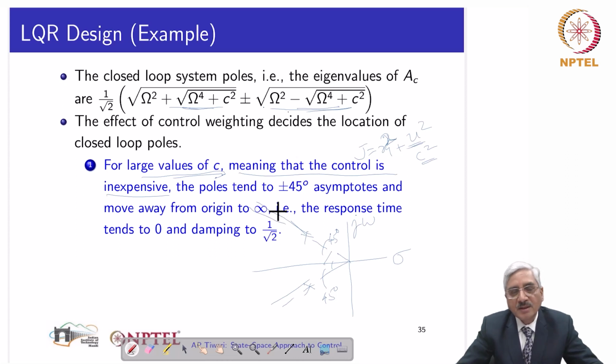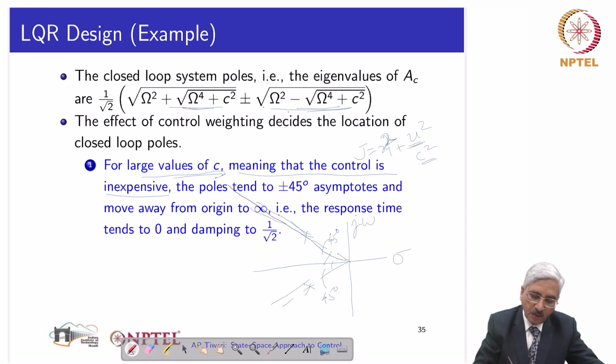So meaning that when the control is cheap, then of course infinite control energy can be put in the system, and we can get almost instantaneous response from the system, very fast response. The bandwidth will be large. The poles are going away and away from the origin. So infinite speed can be obtained.